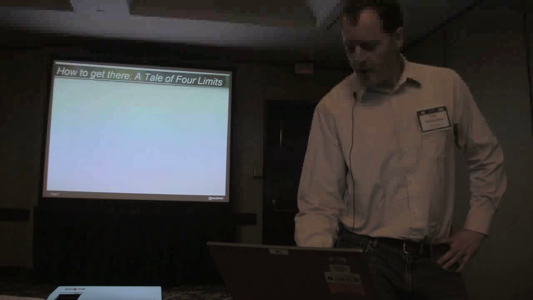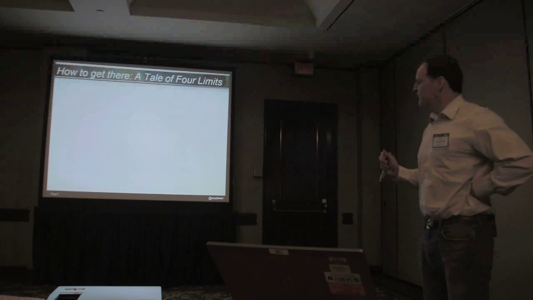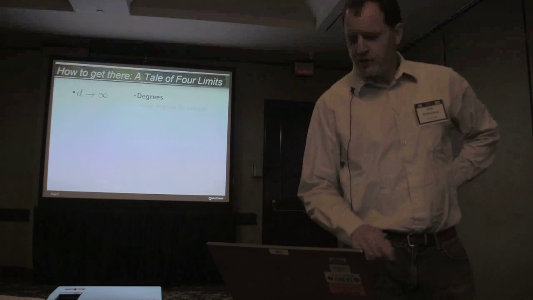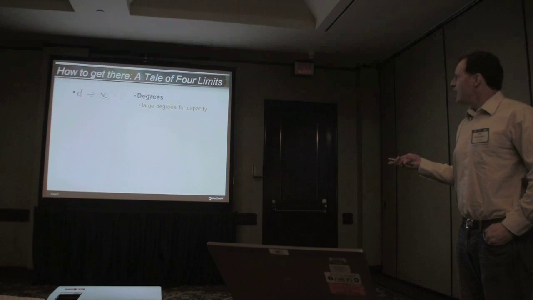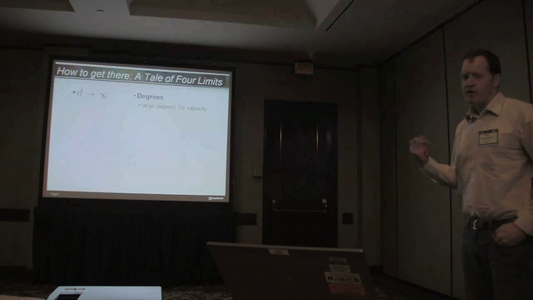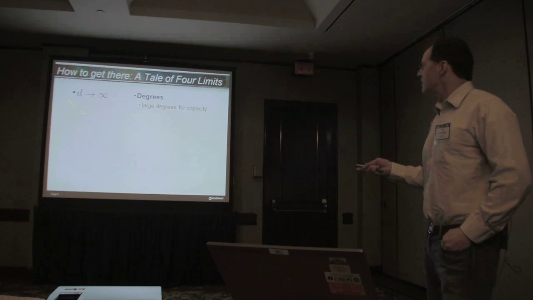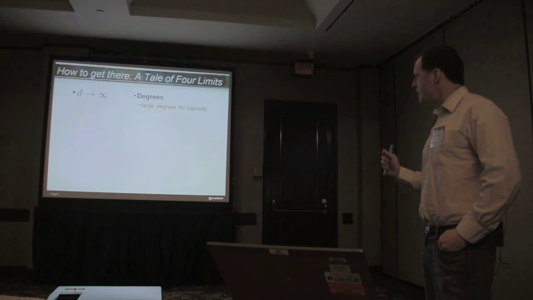So how do we get to capacity? What I claim is it's really a tale of four limits. The first one is the degrees. We're going to focus on regular ensembles. Once we pick a rate for the underlying ensemble, like a half, we're interested in the degree of the variable node. And in order to get to capacity, this has to become large.